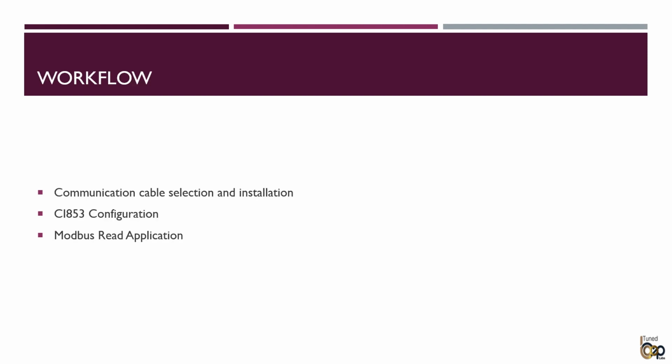The workflow that we're going to follow is generally divided in 3 steps. The first step involves installing the cable. For this, we need to perform a proper cable selection and its installation, where we measure lengths, paths, etc. Then, we can begin the configuration on the CI853 module using the ABB engineering software. Finally, we need to create the Modbus read application that will be pulling the data from these devices. In this video, we will only be focusing on the last 2 steps.